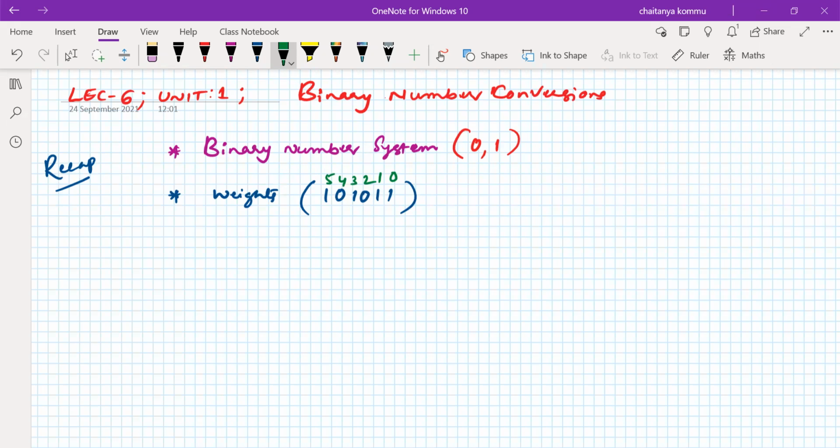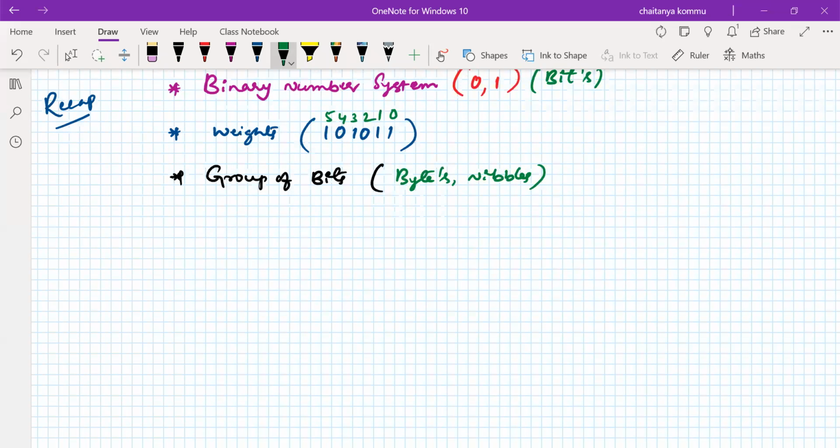Some names also, for groups of bits, we have seen. We call them bytes; bytes and nibble are the names that we normally use. As I mentioned, these are called bits. Binary digits are called bits.